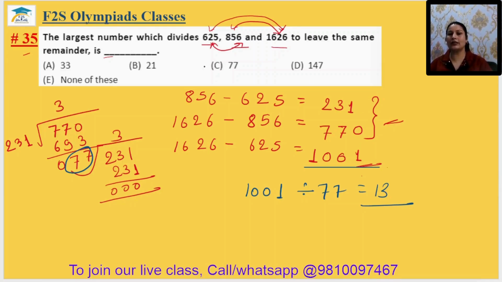So 77 is the required number which when it divides these three numbers will leave the same remainder. You can check what is that remainder which is the same for all these and comment your answer. So 35th answer is C.